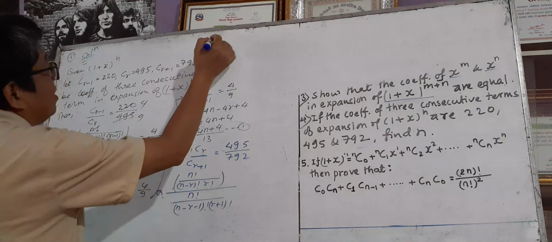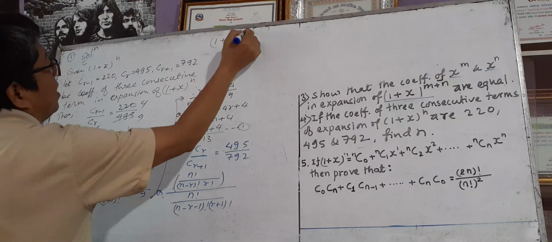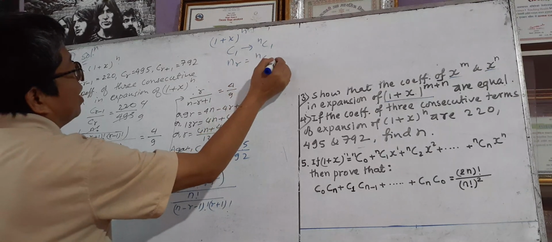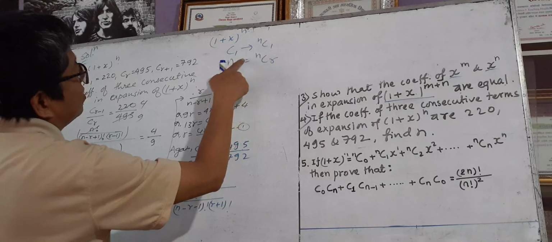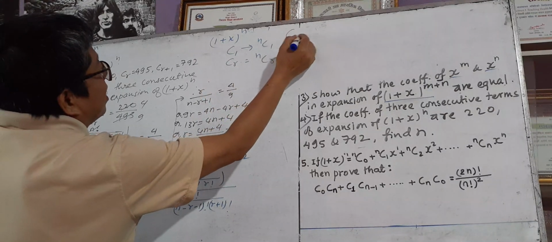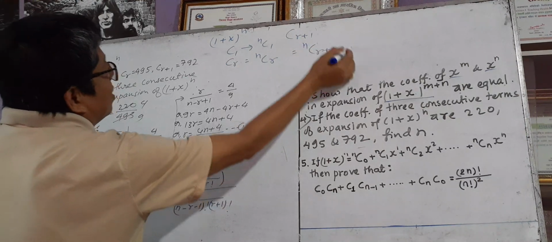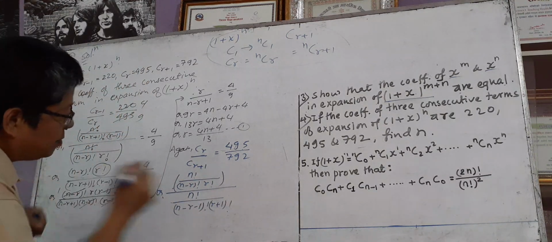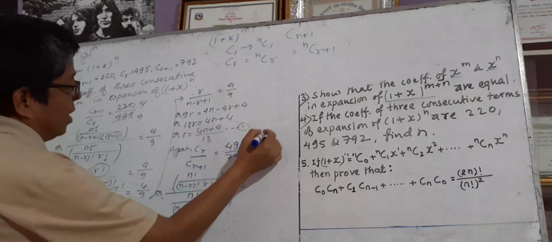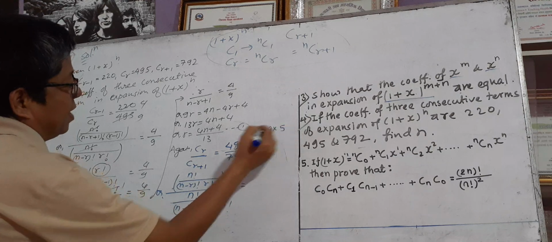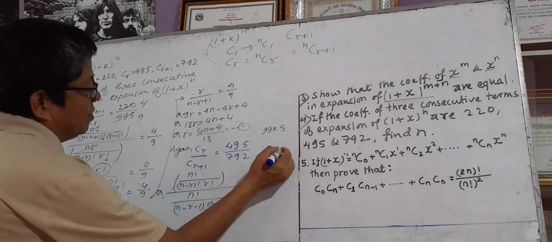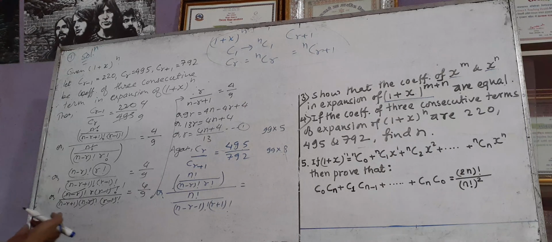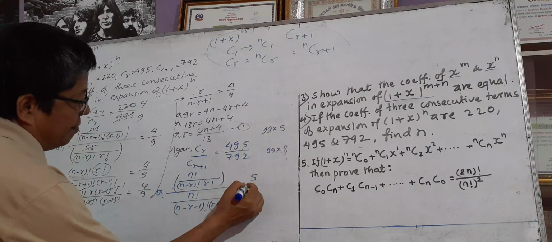One thing you should remember: in the expansion of (1 plus x) whole power n, C1 means nC1, C r means nC r, and similarly C r plus 1 means nC r plus 1. These are the well-known notations. So we have got this equal to... On simplification, 495 is 5 times 99, and similarly 792 is 99 times 8. 8 nines are 72, plus 7 equals 79. So we can write here 5 by 8.